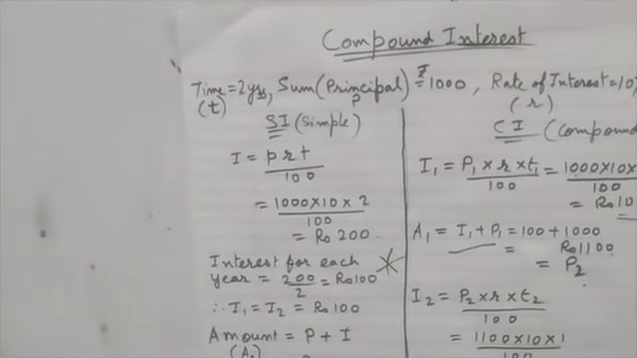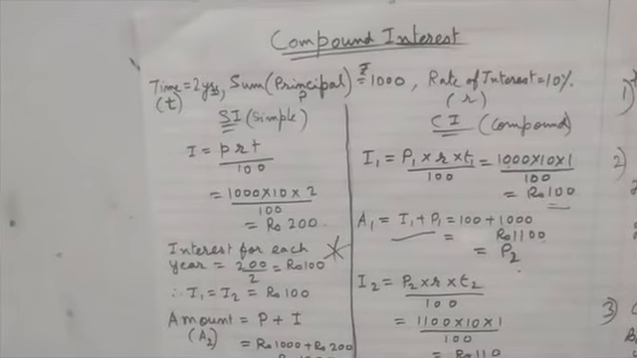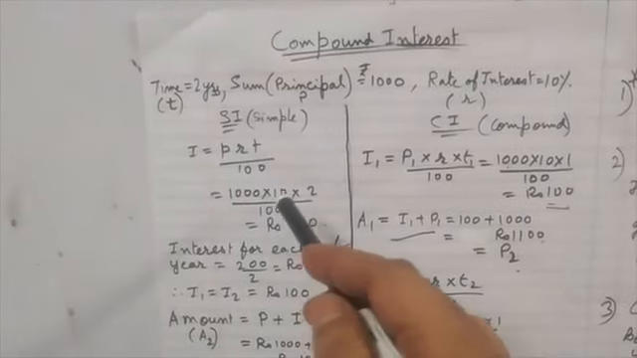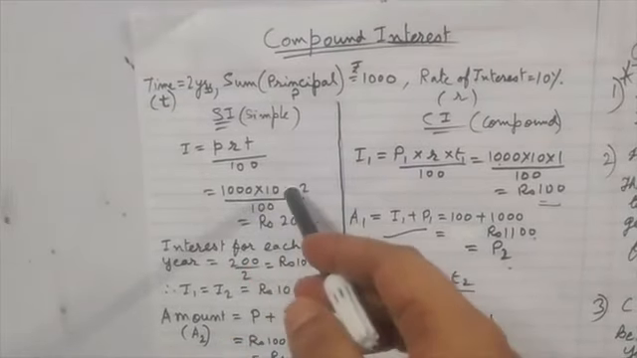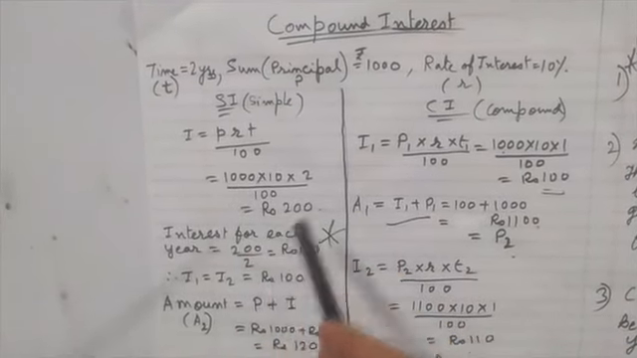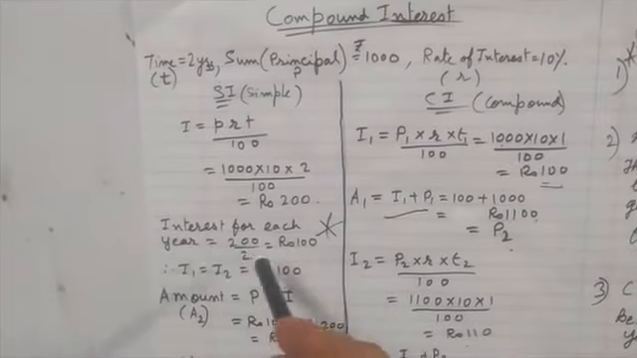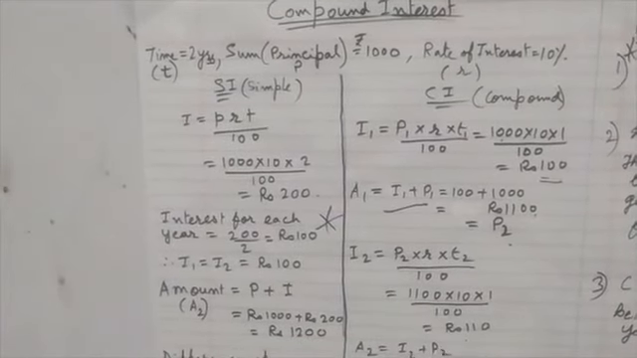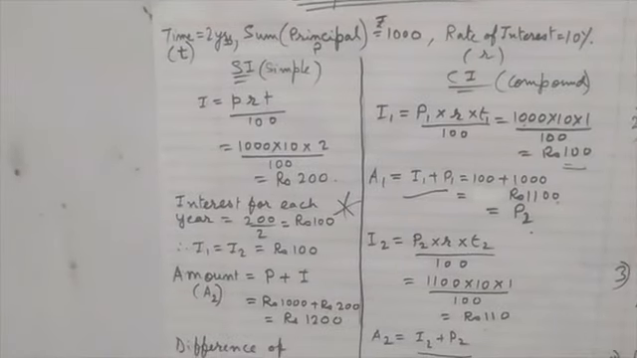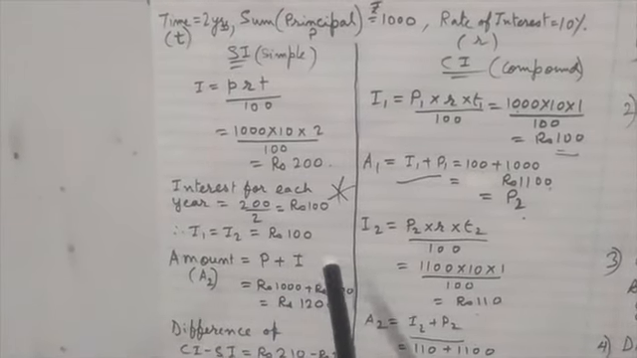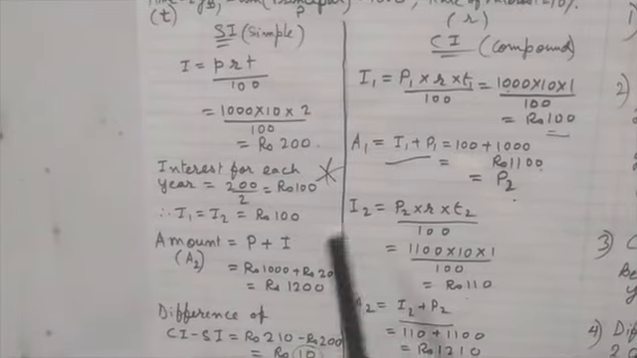Now simple interest is the normal formula, I is equal to PRT by 100. 1000 into 10 into 2 by 100, that is rupees 200 interest. Now interest for each year will be 200 by 2, rupees 100. That means interest of the first year and second year is the same, rupees 100. Amount is principal plus interest, that is 1000 plus 200, 1200.